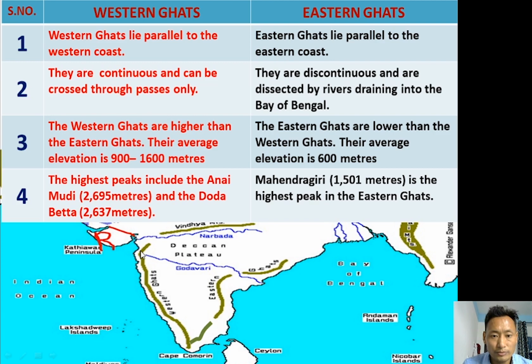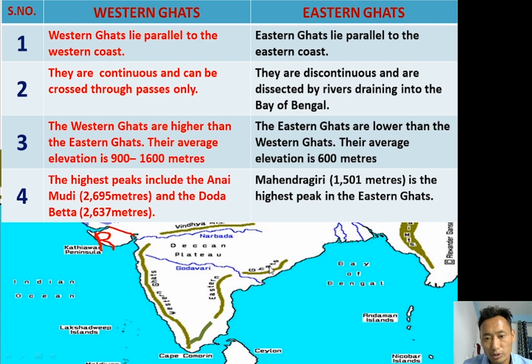Some of the important peaks in Western Ghats are, such as Anamudi, whose height is 2,695 meters above sea level, and Dodabetta, whose height is 2,637 meters above sea level. So in Western Ghats, Anamudi is the highest peak.